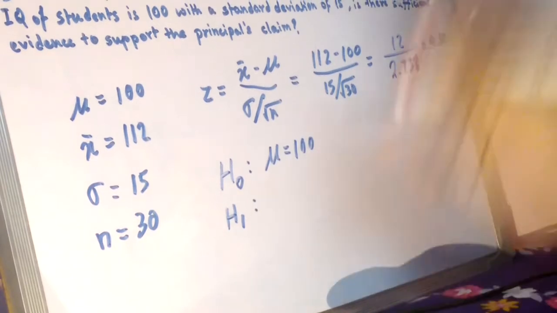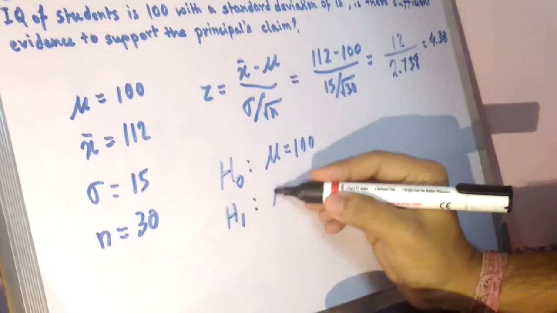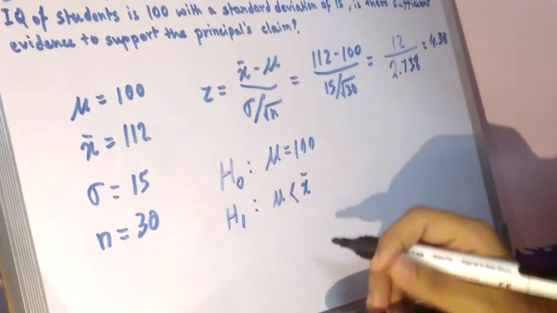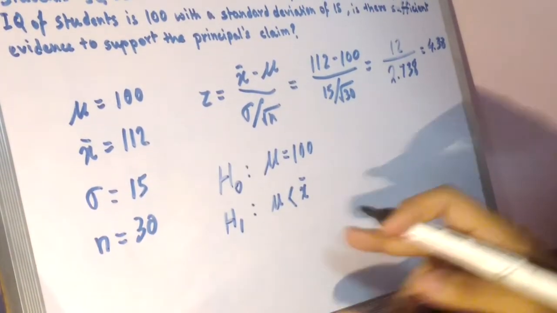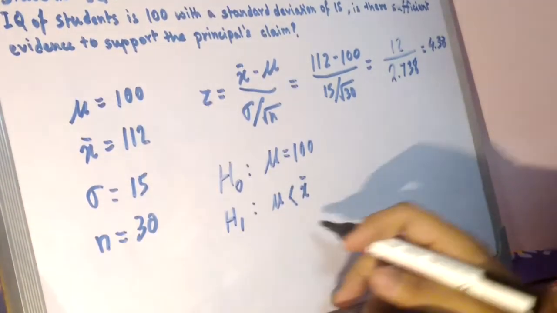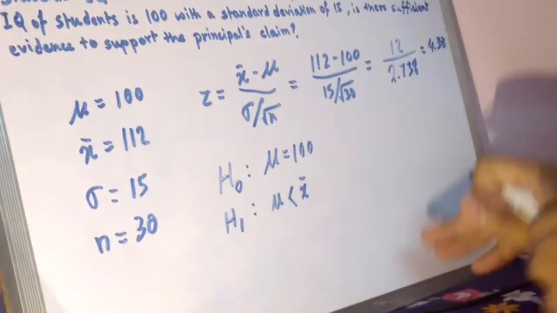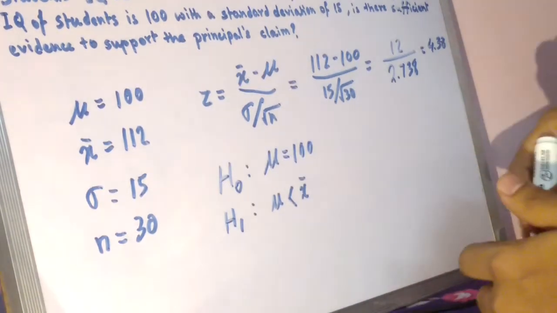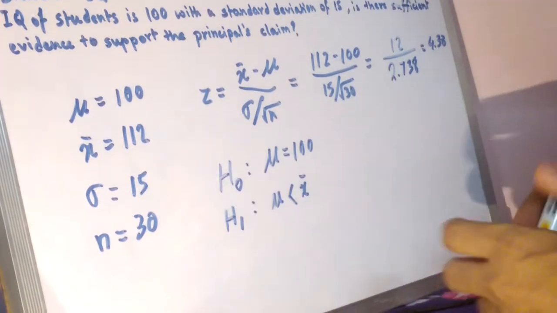And we have our alternate hypothesis as mu less than x bar, which means that the sample mean which the principal has taken from his school has a mean of x bar which is greater than mu. Now if we see the values, we can already see that the mean value of the sample is greater than mu, but we have to find enough evidence to prove that. For that we have to do the z-test.